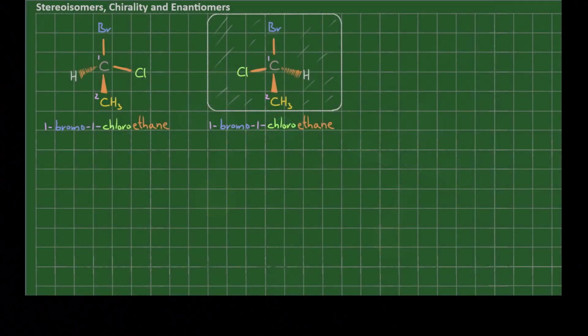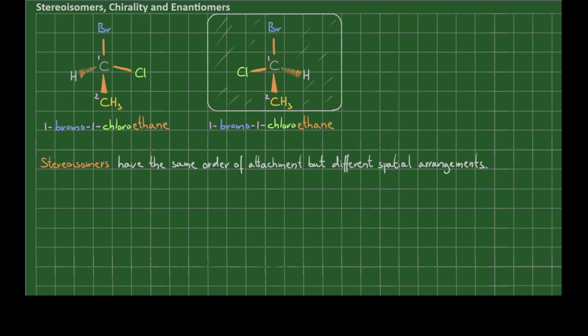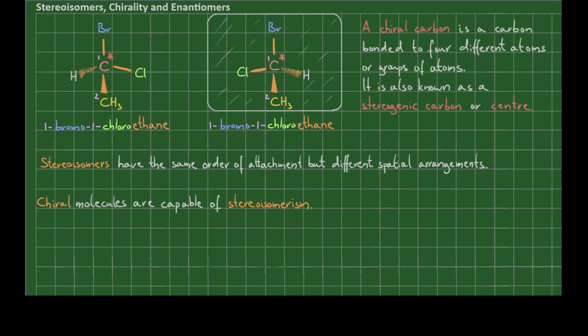So let's summarize. Stereoisomers have the same order of attachment, but different spatial arrangements. Chiral molecules are capable of stereoisomerism. For something to be considered chiral, it needs to have a chiral carbon. A chiral carbon is a carbon bonded to 4 different atoms or groups of atoms. It is also known as a stereogenic carbon or center. The mirror image of a chiral molecule cannot be superimposed on the molecule itself. This is similar to the way that we cannot superimpose the left hand on the right hand. They are mirror images of each other.